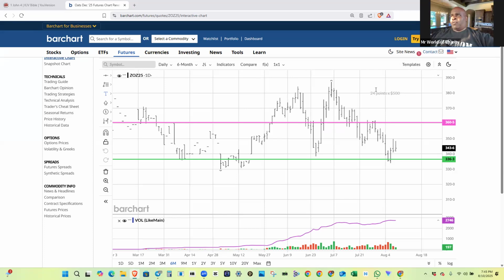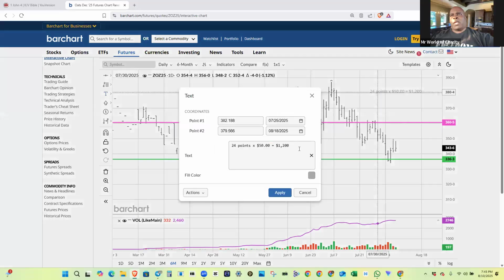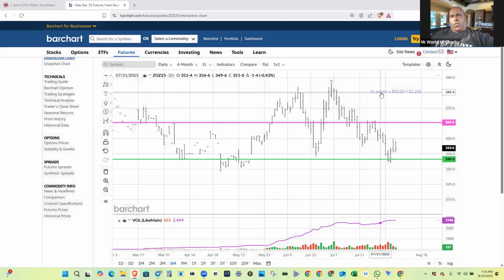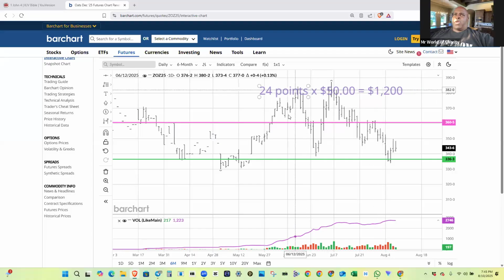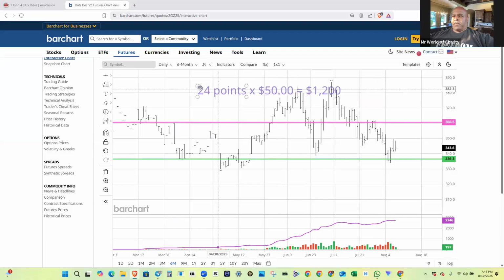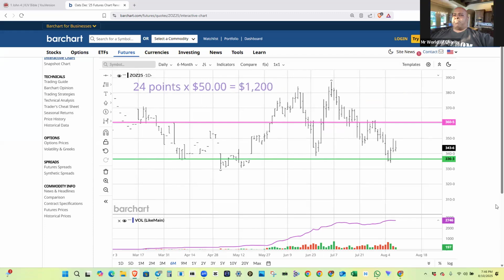It went down 1 point from 360 to 359. How much money did she make? $50. Then it went down to 358. How much profit she got? $100. Well, it actually went all the way down to 336 before she got out, which is 24 points, 24 cents. What's 24 times 50? 1,200. Nice. That was her profit.